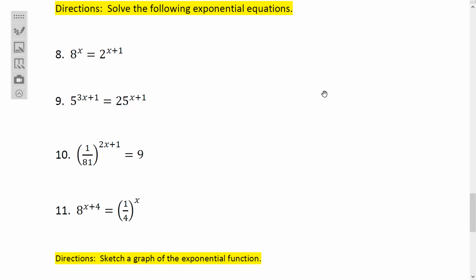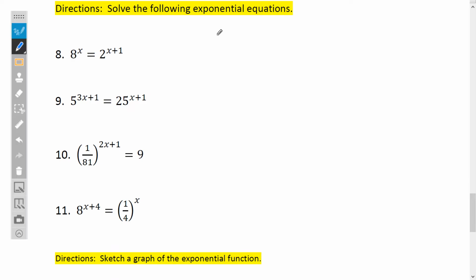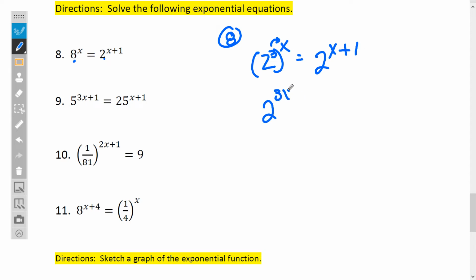All right, number 8, these should be pretty familiar to you. We just did these yesterday and the day before, so we're going to be solving these exponential equations. So first we need to set the bases equal to each other. So for 8 and 2, we can use a base of 2. So 8 becomes 2 to the 3rd power, and that's raised to the x power. And then the right side already has a base of 2, so we can leave it as it is. We do have to multiply these. So 2 to the 3x is equal to 2 to the x plus 1.